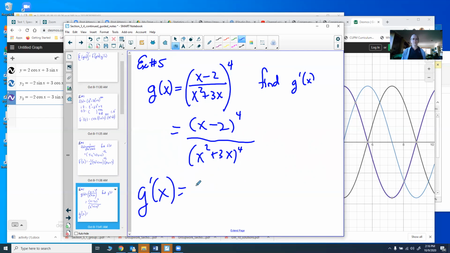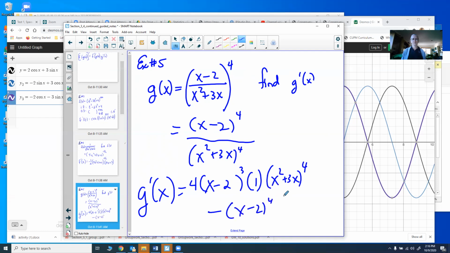I take the derivative of the top if I'm using the quotient rule because I have a division. Derivative of the top is 4 times whatever to the 3rd times the derivative of the whatever. So I'm using the chain rule on the top. So the derivative of the top is a chain rule problem. The whatever was x minus 2, times the bottom, which was x squared plus 3x to the 4th. Then I'm going to subtract from that the top times the derivative of the bottom.